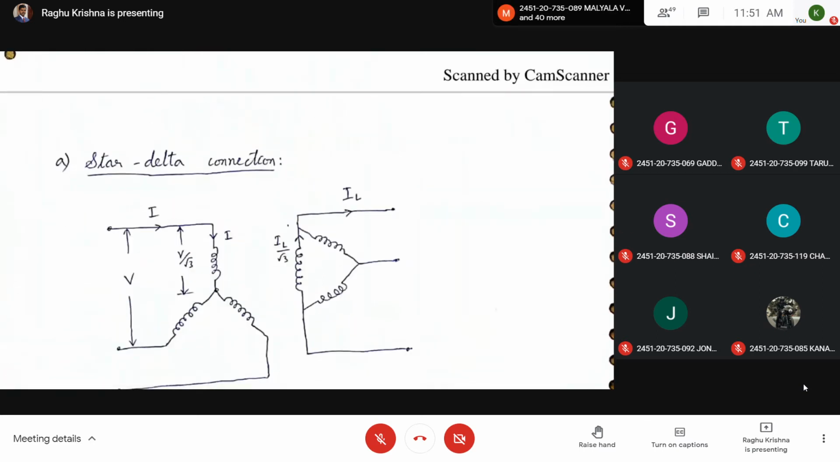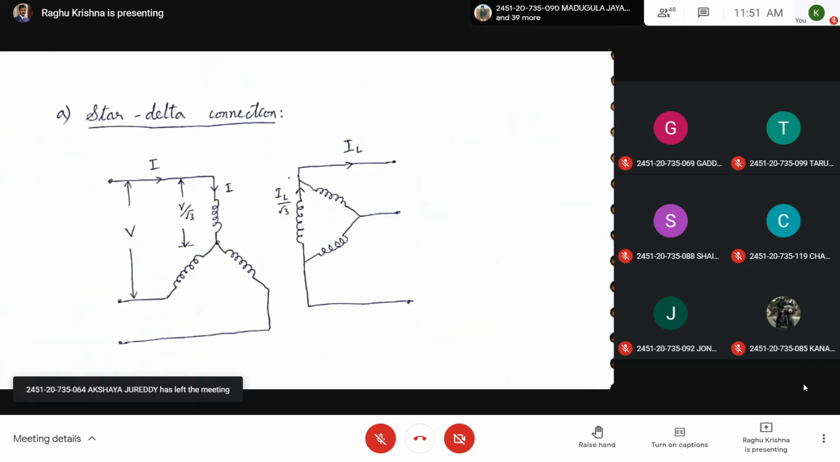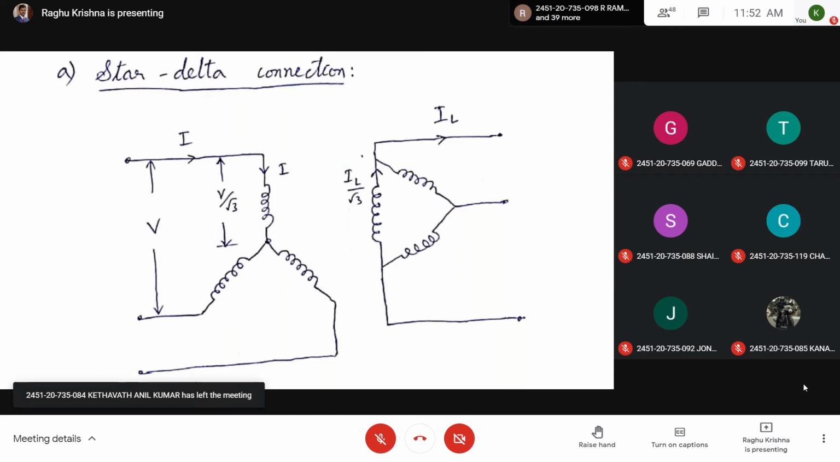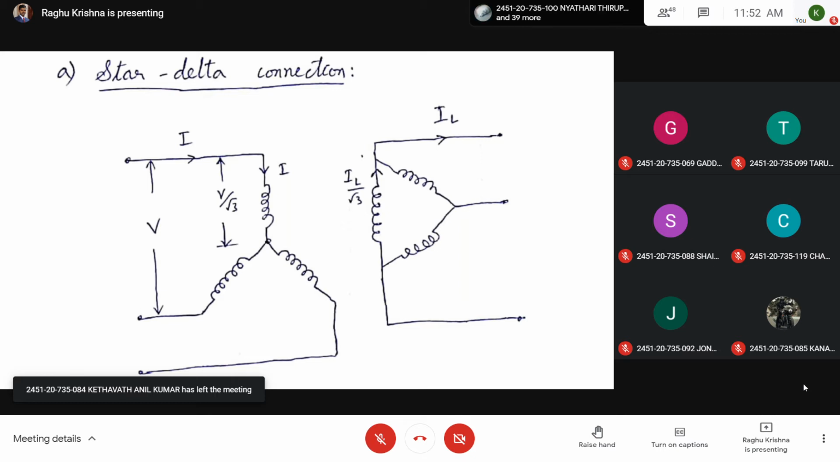Let us take the first one, the star-delta connection. If the supply voltage is V, what is the voltage per phase in the primary? V by root 3. And on the star side, you know that line current is equal to phase current. Now coming to the secondary side, IL is the line current, IL by root 3 is the phase current, and phase voltage is equal to line voltage for a delta connection.